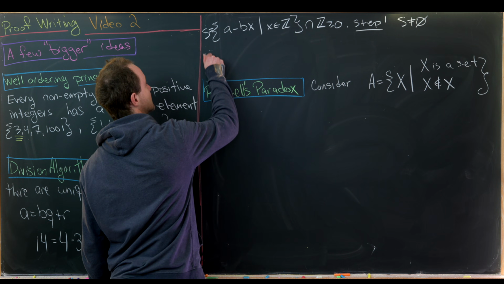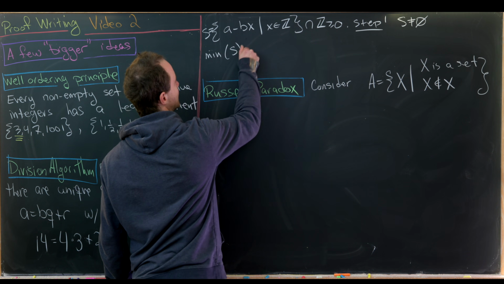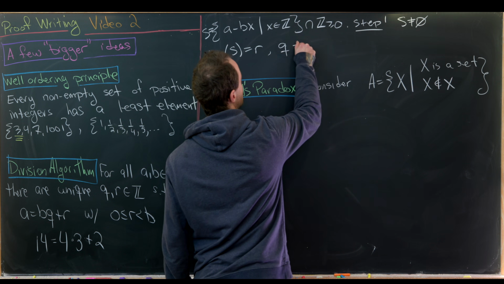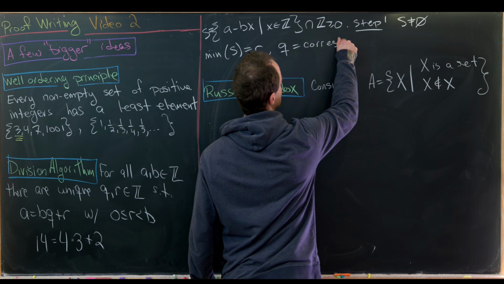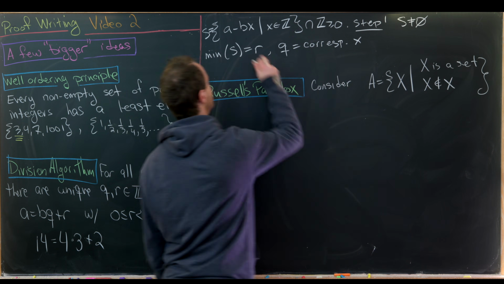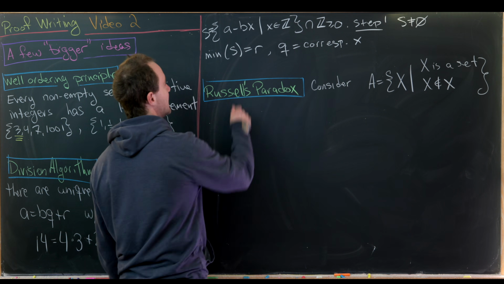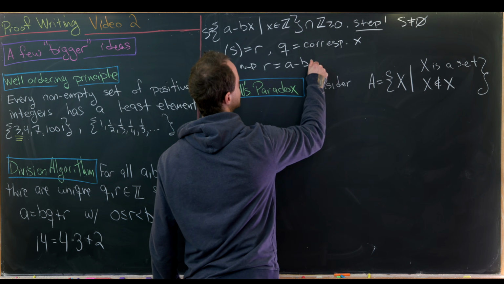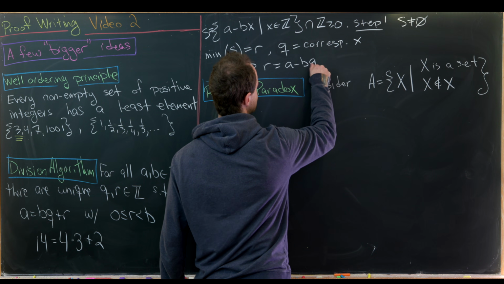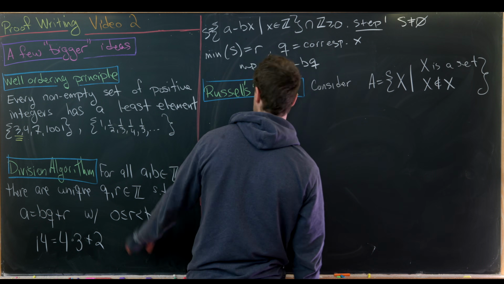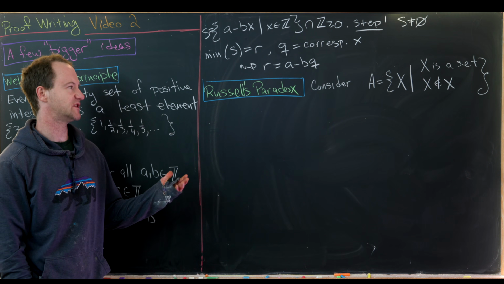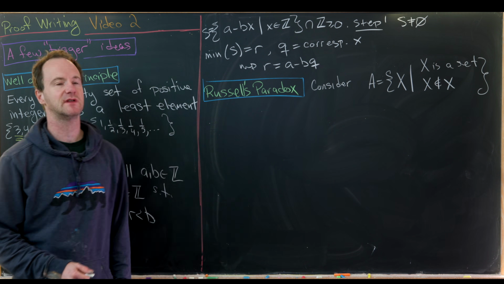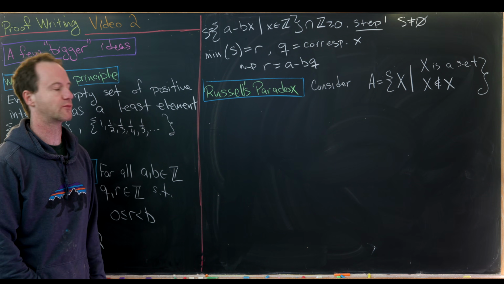Then next, we'll take the minimum element of S to be R and let Q be the corresponding X that makes that R. But then let's notice that we'll have R is equal to A minus B times Q, which gives us this equation down there. Now we just have to check that R is the correct size and the uniqueness. But like I said, we'll do that more carefully later when we're into our proof-writing part.